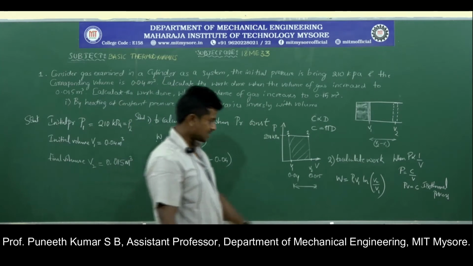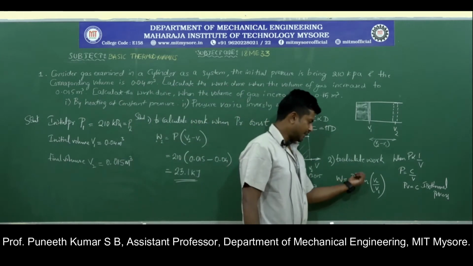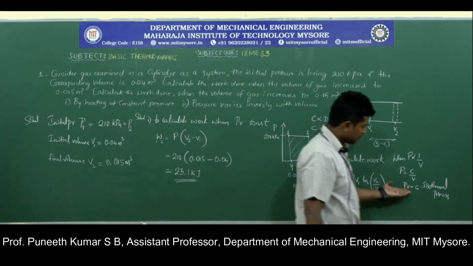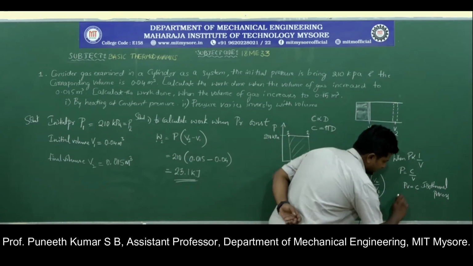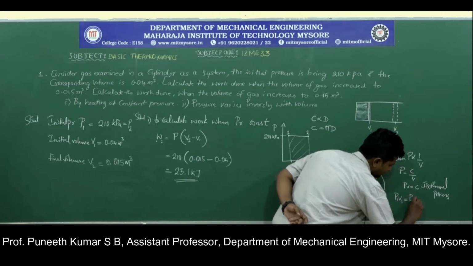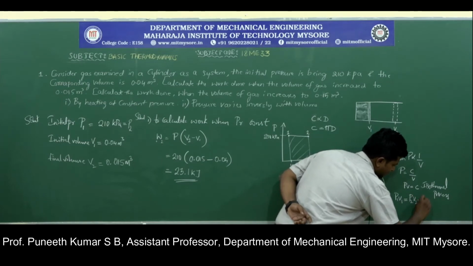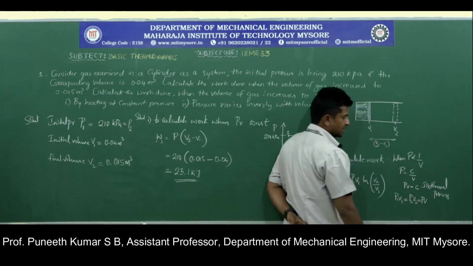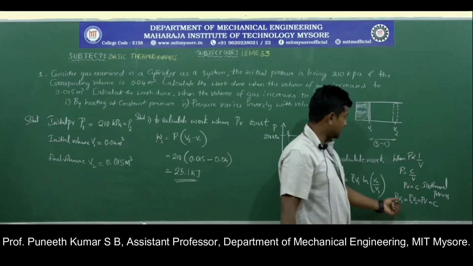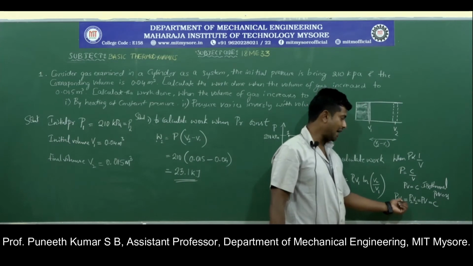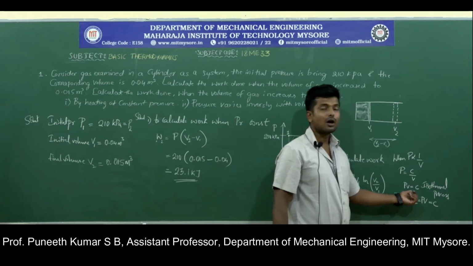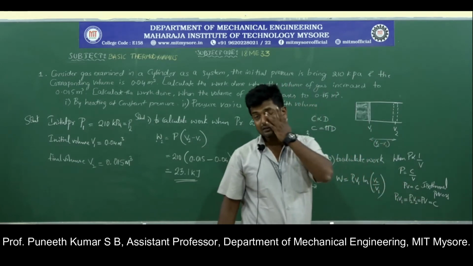I can also replace P1 V1 by P2 V2. It's of no problem. Why? Because once I write PV is equal to constant, it means that P1 V1 is also equivalent to P2 V2, which we generally represent as just PV is equal to constant. That means the product of pressure and volume at state 1 is equivalent to the product of pressure and volume at state 2.